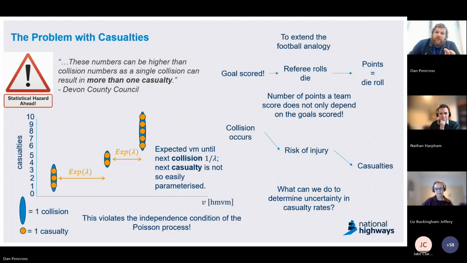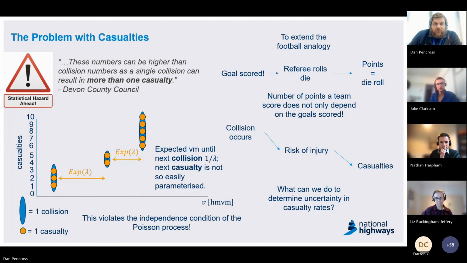Well, you can imagine that instead of a goal, you've got a collision that occurs. Then, in a similar way to how Jake did it, the blue ovals are going to represent collisions. Once a collision has occurred, you've then got a risk of injury. So it's not a deterministic process. Just because a collision has happened does not mean necessarily that there are going to be casualties. However, there may well be. So your casualties result from your collision. In this case, we've got one collision that's got 3 casualties.